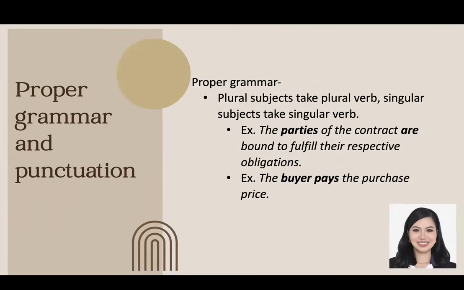For proper grammar and punctuation, as we all know, plural subjects take plural verb, while singular subjects take singular verb. For example, the parties of the contract are bound to fulfill their respective obligations. Since there are many parties, you should use "are" and not "is." Another example, the buyer pays the purchase price. The buyer is singular, so use a singular verb. This is very basic, and I'm sure you know this by this time.